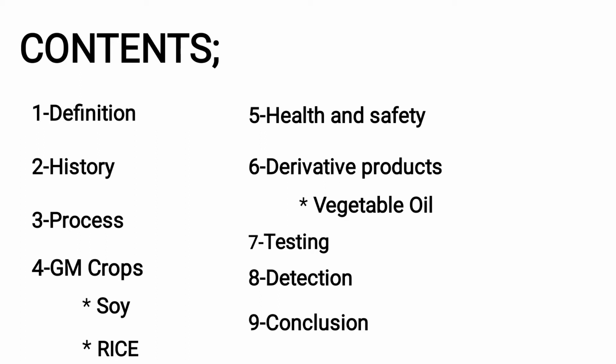Next, in the testing content, we learn how, when a GM food is formed, it is tested to check that the GM food has the certain properties that we want, and it is tested again and again to check the properties that it contains. Next, we learn about detection of the GM foods, and at last we learn about the conclusion. In conclusion, we study which kinds of advantages and disadvantages GM foods have for the human population.